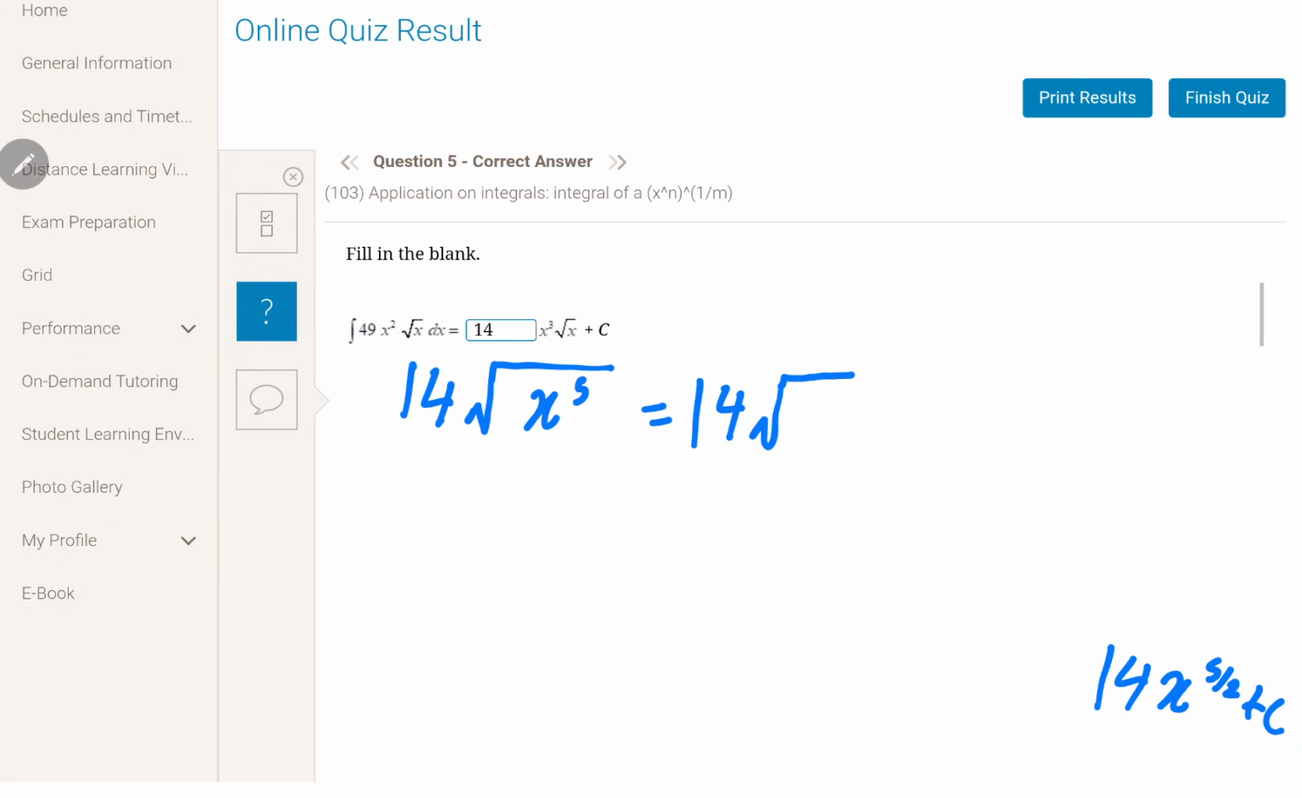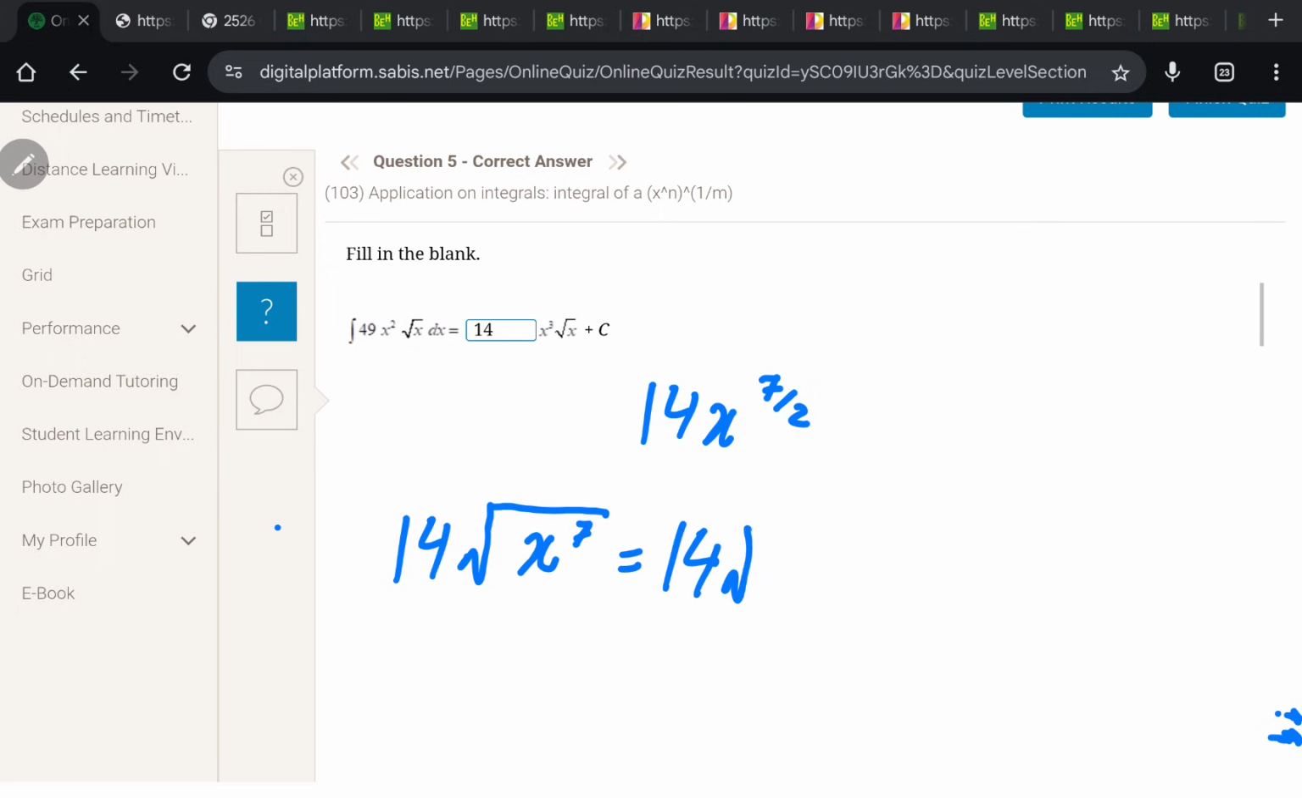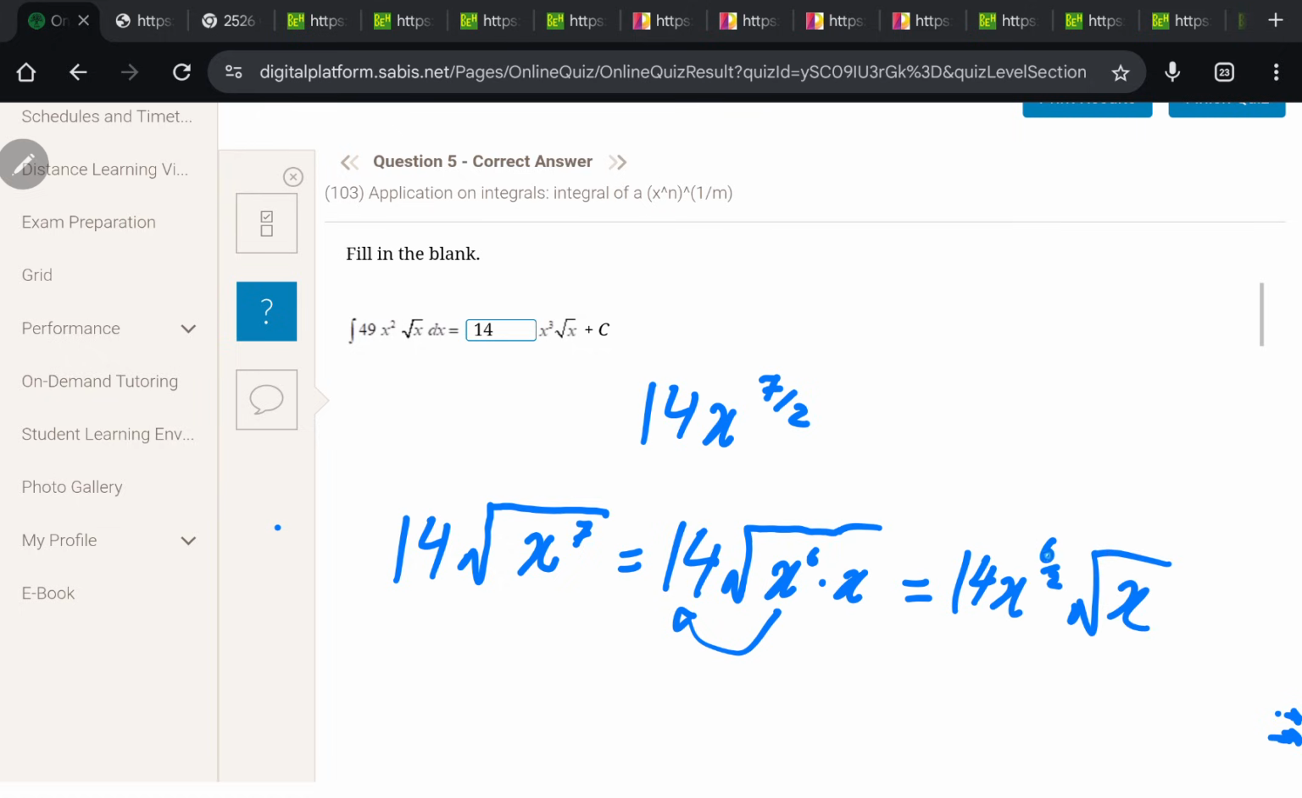Did I do it correctly? Oh yeah, I just realized what I did. The integral was 14 x to the power of 7 over 2, not 5 over 2. I took it as 5 over 2, but it's 7 over 2, because remember, you added 1 to the power. So now this is equal to 14 radical x to the power of 7. You can rewrite this as 14 radical x to the power of 6 times x. Now, you can take x to the power of 6 out. It'll be 14 x to the power of 6 over 2 radical x. 6 over 2 is just 3. So it's x cubed radical x, and this is your answer. Done. Now, moving on.